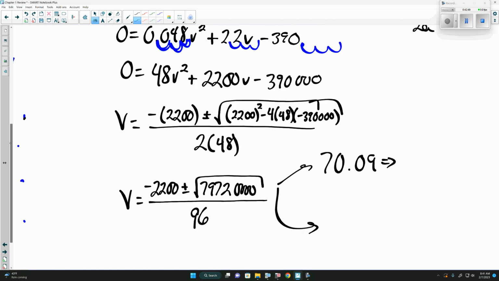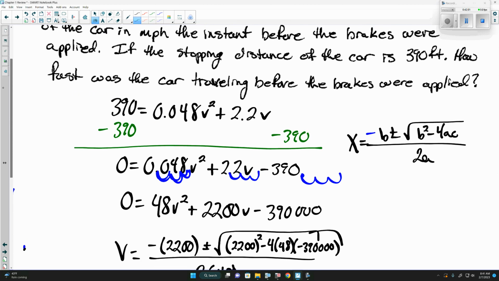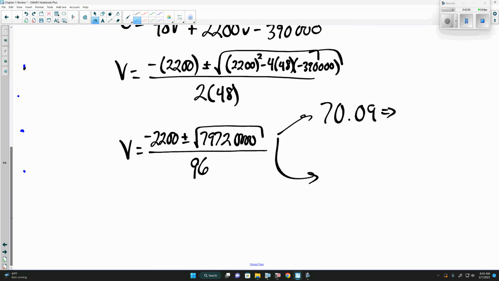But if I remember the instructions correctly, it didn't say. On the test it will say, so if it says the nearest mile per hour, this would just be 70. Does that make sense there? Really, at this step, you could have typed it in with the plus, not the plus and minus, can't do both. Just do the plus and get your answer and it'll give you 70.